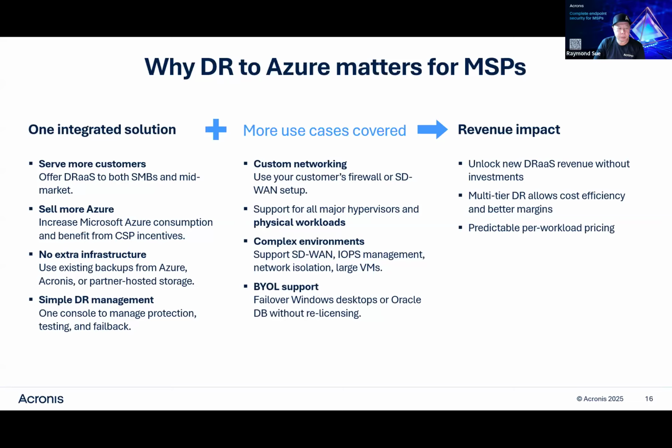There's no extra infrastructure. Your backups can be in the Acronis Cloud. They can be in Azure. They can be in your own partner-hosted storage. So there's no limitations there. You can still have those backups saved where you need them saved. And then once again, it's a single console to manage your protection, testing, and failback. As I said, you have access to all of the custom networking within Azure.